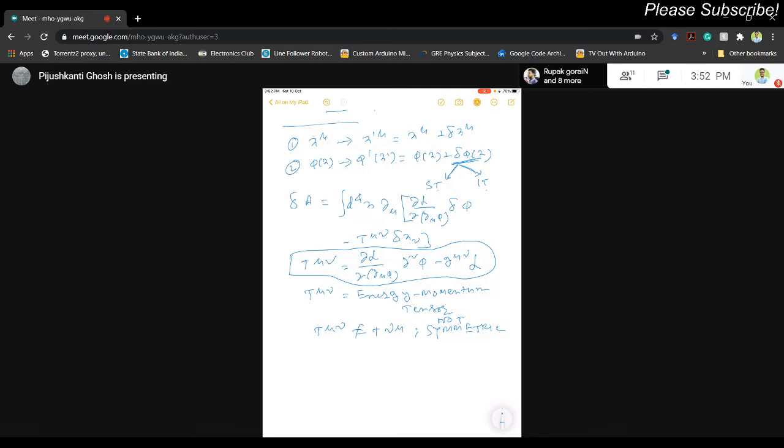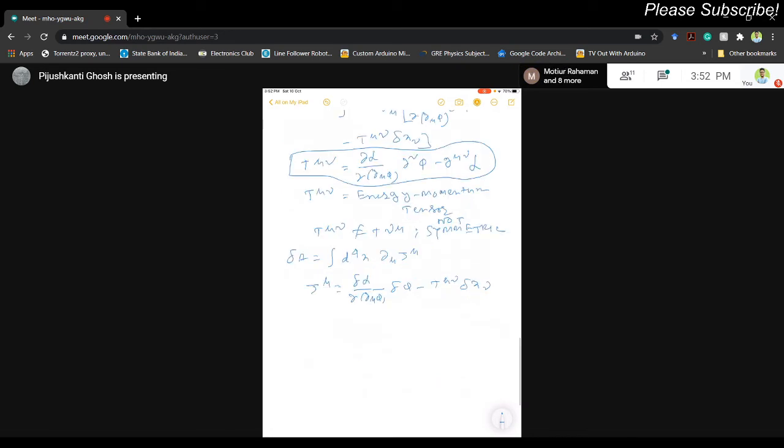Now, delta A I can write in a much more compact form as the integral d4x del mu J mu, where J mu is defined as, you can understand from the expression in the previous step, delta L over del mu phi delta phi minus T mu nu delta x. Okay.